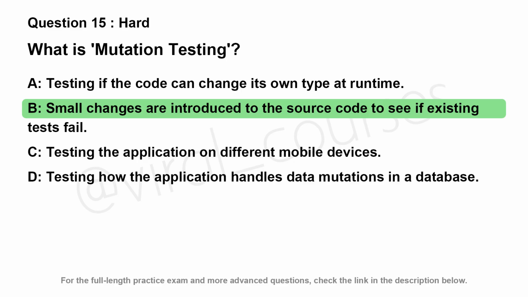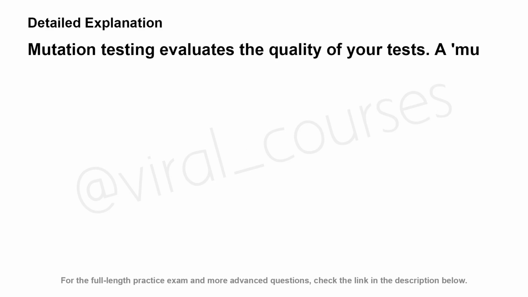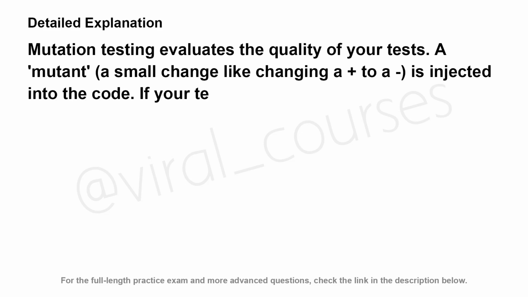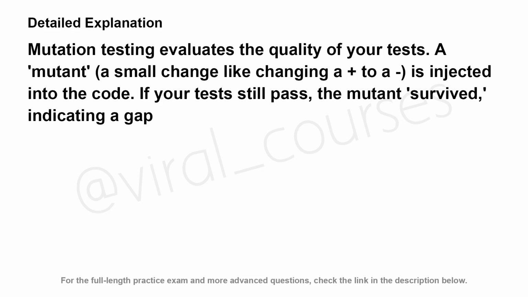The correct answer is B. Mutation testing evaluates the quality of your tests. A mutant, a small change like changing A+ to A, is injected into the code. If your tests still pass, the mutant survived, indicating a gap in your test coverage or logic.